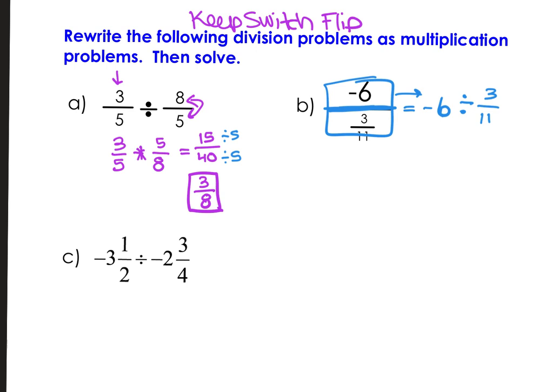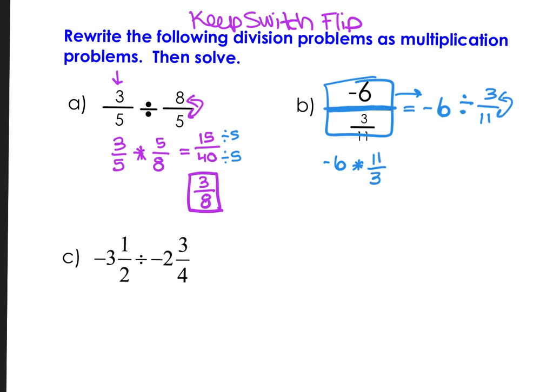divided by the number in the denominator. Then from here, we're going to turn this into a multiplication problem by using keep, switch, flip. So we're going to keep that first number, which is -6, switch division to multiplication, and then we're going to flip this second fraction into its reciprocal. So this is going to become 11/3.